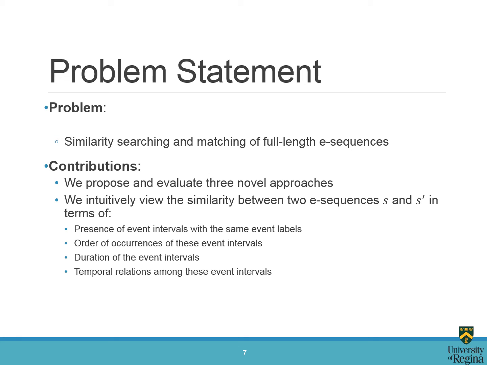We intuitively view the similarity between two E-sequences, S and S prime, or any two sequences, in terms of the presence of event intervals with the same event label, the order of occurrence of these event intervals, and the duration of the event intervals. Because we are also considering the duration of the event intervals, each pair of event intervals makes a temporal relation that is classified based on the Allen temporal logic that we are going to follow. Therefore, we are also going to consider temporal relations among these event intervals.